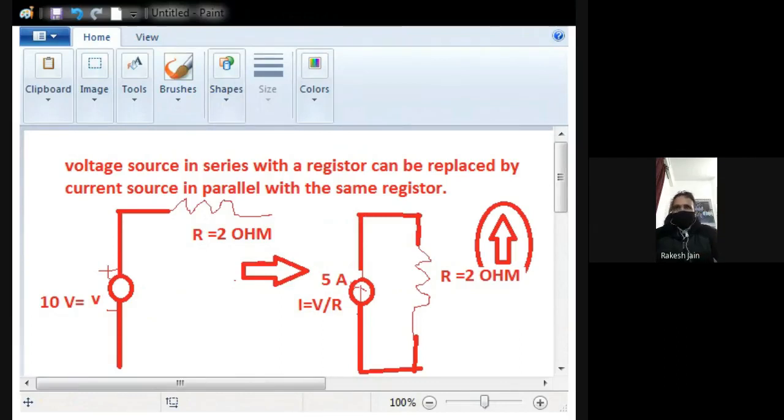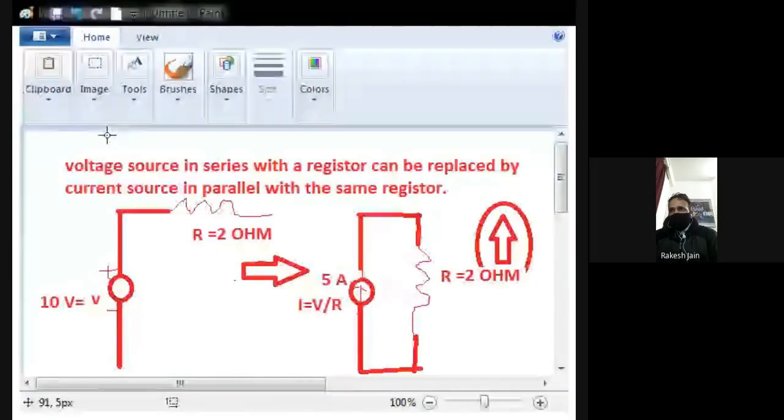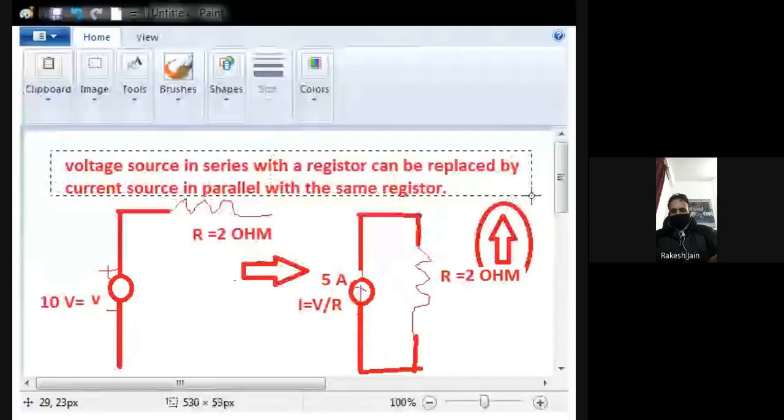Okay, so this source transformation also tells us that a voltage source in series with a resistor can be replaced by a current source in parallel with the same resistor, as well as a current source in parallel with a resistor can be replaced by a voltage source in series with a resistor.